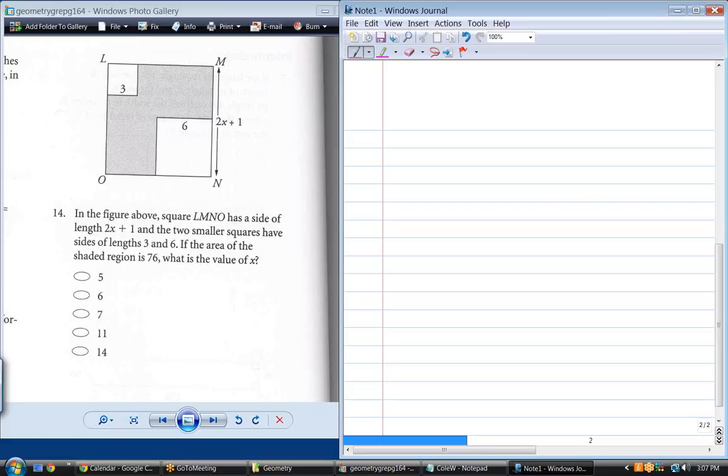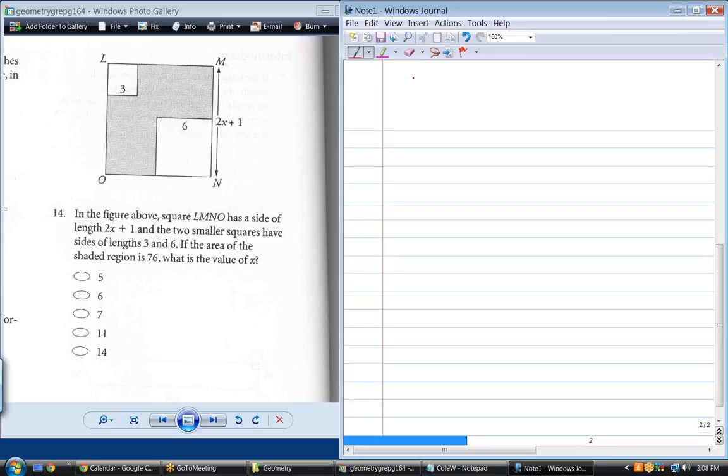All right, so this is not really a trick question. It's just lots of parts to it. What's the shaded region going to be equal to, conceptually? Shaded region 76. Yeah, well, they give you that. But what is it conceptually? If I were to look at this figure and I would say, what's the shaded region area, what would you say? It's the area of the outside square minus what? Minus the areas of the inside squares.